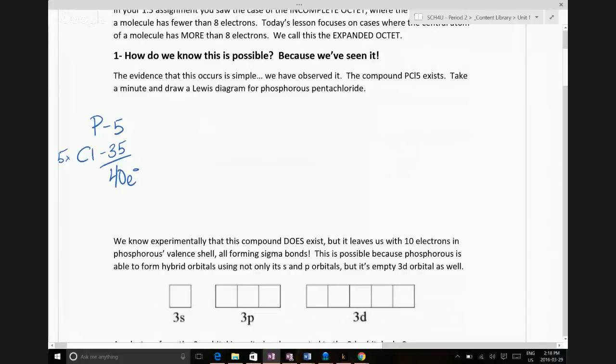We're going to follow the usual rules. The least electronegative will go in the center, and in this case, that's phosphorus. Then we're just going to put the chlorines around it and connect them all with a single bond, just like that. And then we're going to complete the octet of every surrounding atom, in this case all of the surrounding chlorines.